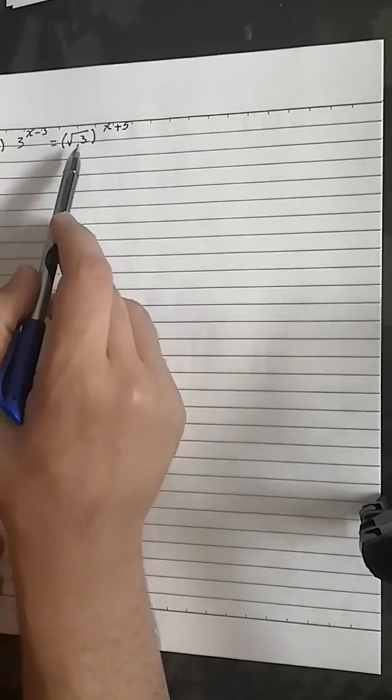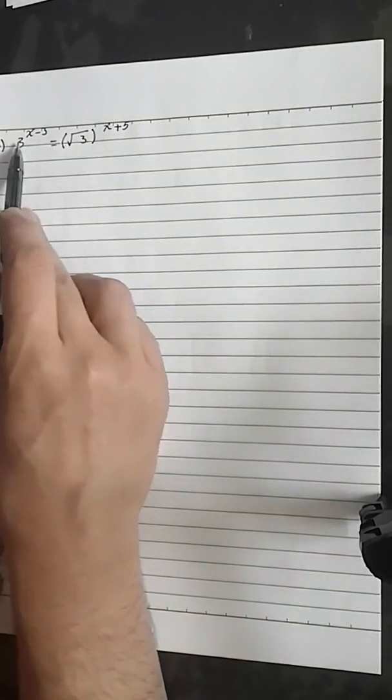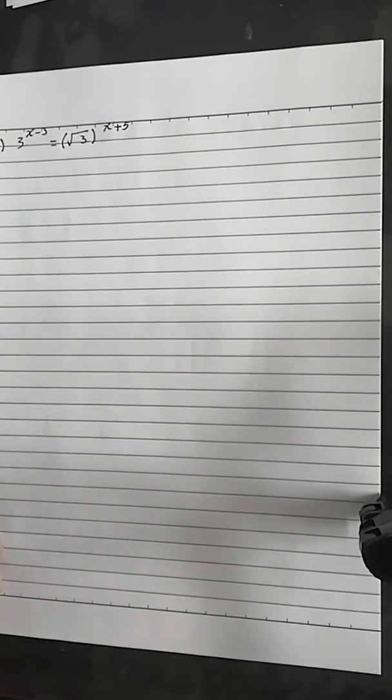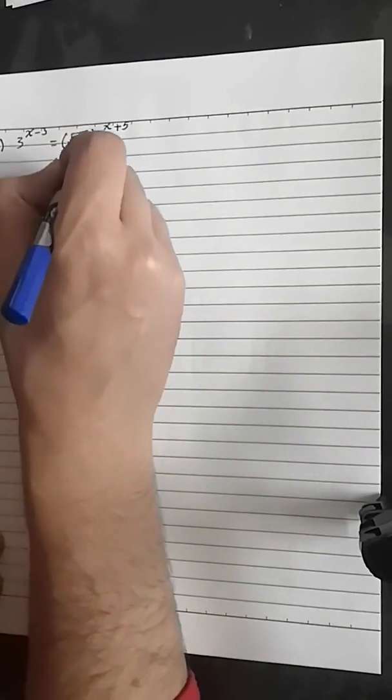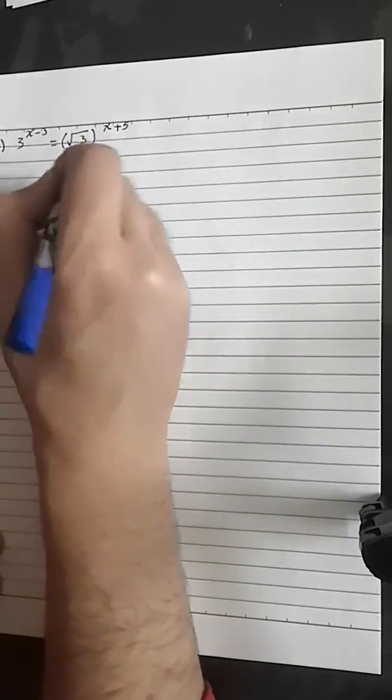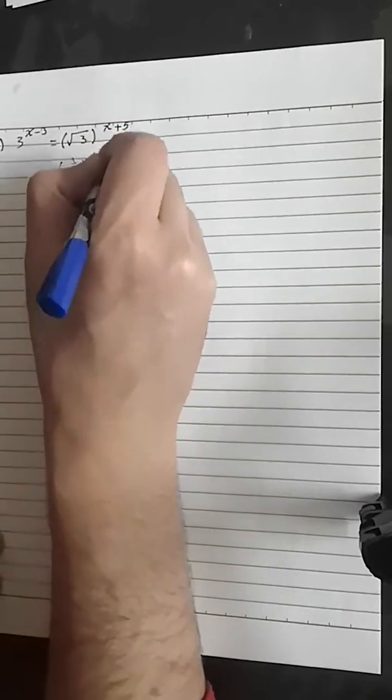Again, I need to make the powers the same or the bases the same. The powers in here, I can't play with them. There is nothing to do with them. So let's see the base. 3 in here and root 3 in here. What is the meaning of root 3? As we said before, root 3 means 3 to the power of half, all to the power of x plus 5.